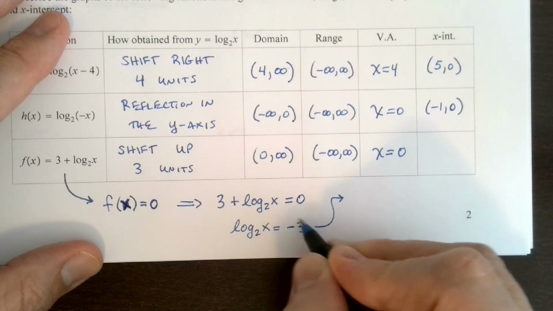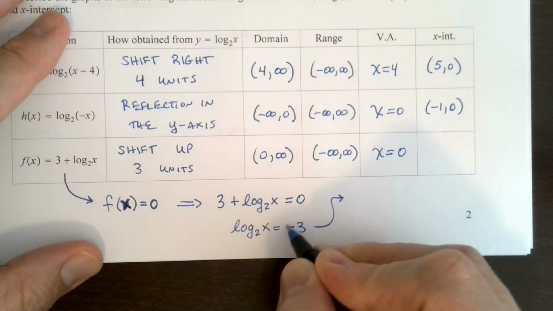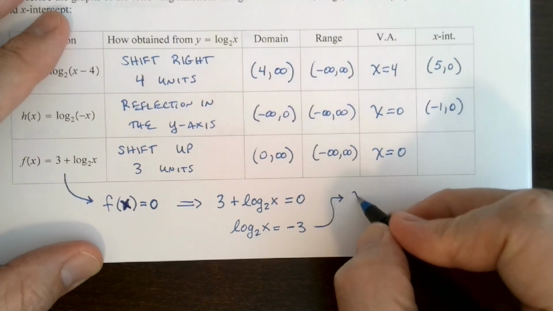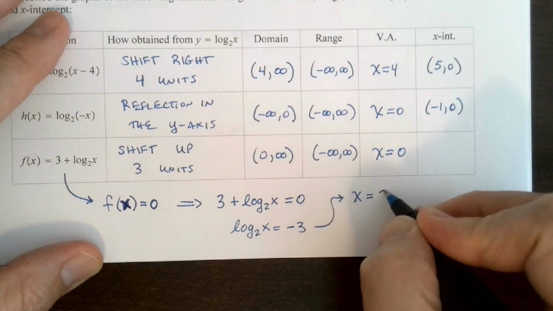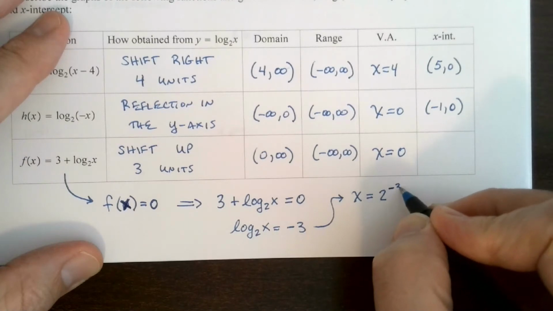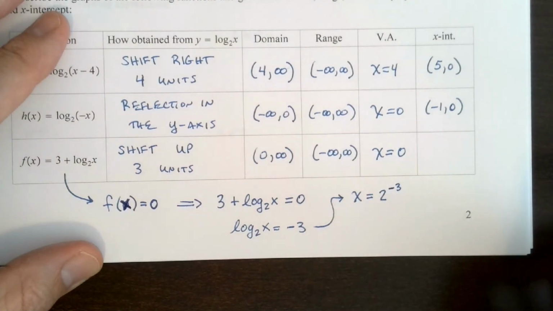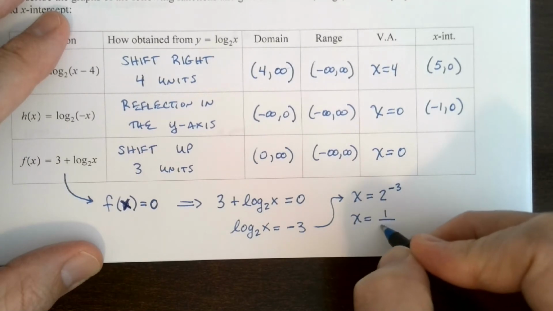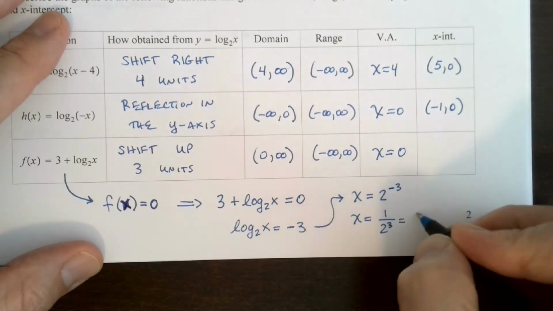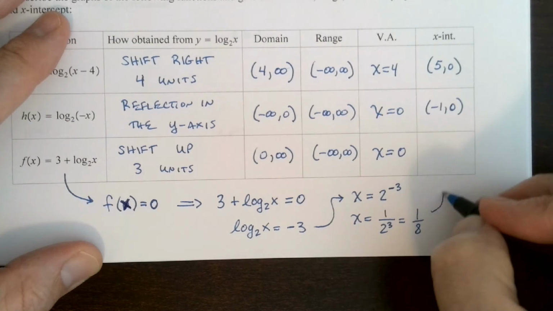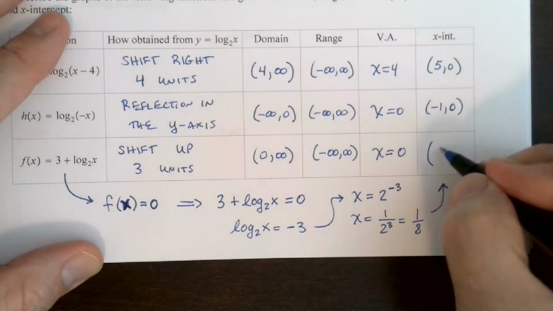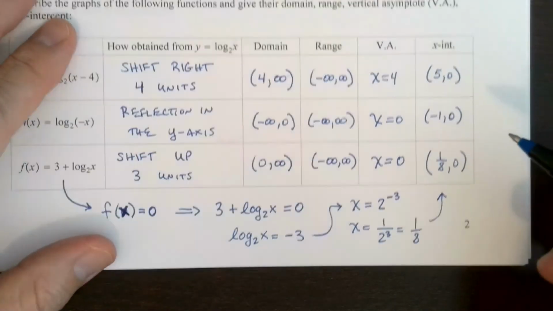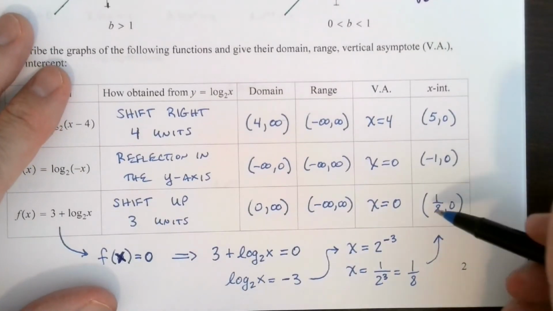That logarithm, negative 3, that's what? What is a logarithm again? A logarithm is what? The exponent. Exponent on what? The base, right? So that means x is what? 2 to the negative 3 power. And therefore x is what? 1 divided by 2 cubed, which is 1/8. So there's our x-intercept.